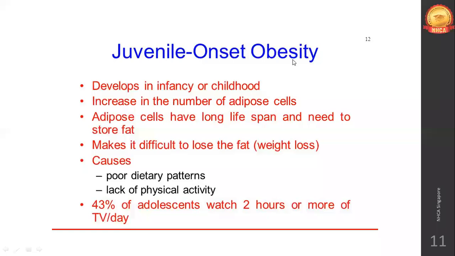So, juvenile onset obesity. It develops in infancy or childhood, juvenile, related to your childhood. Okay. By gynoid is benign, it means it is not harmful. Benign means not harmful. As compared to android, you can see a lot of health issues are associated with the android body type. Okay. But gynoid is benign, it means it's not that harmful.